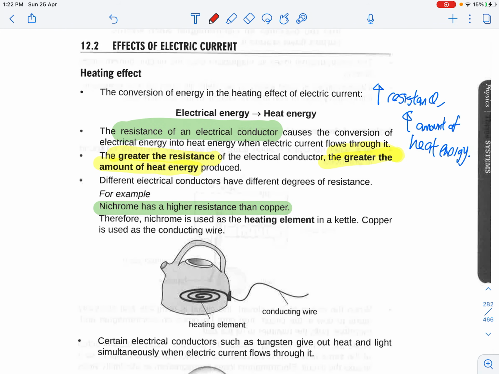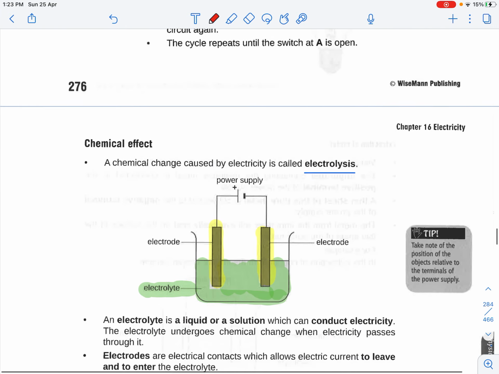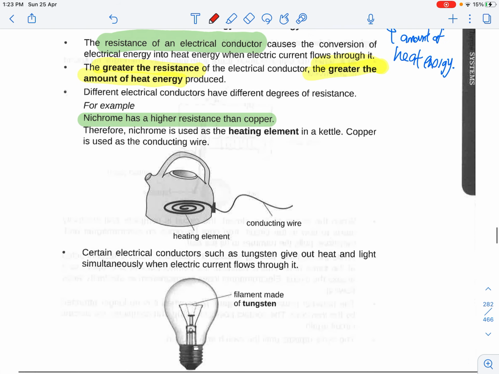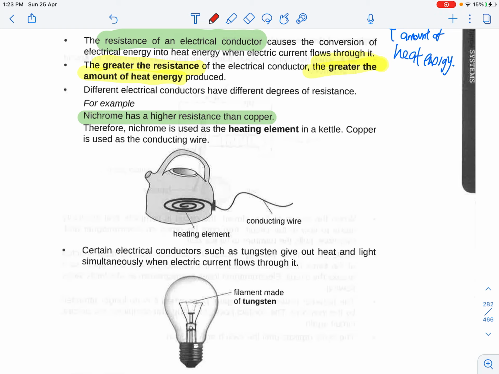So just now we did some calculations which involve resistance as well as current. Now we look into how electrical currents have their effects for heating, for magnetism, as well as the chemical effect. For heating, electrical energy can be converted into heat energy, and this is usually controlled using the resistance of an electrical conductor. Having a greater resistance, you will actually restrict the movement of current, causing more heat to be generated. An example would be nichrome, which has a much higher resistance to electricity than copper. Therefore, nichrome wire is a better heating element as compared to copper.